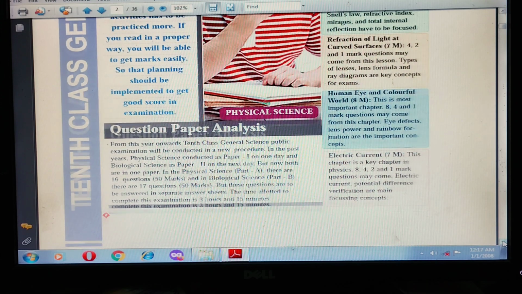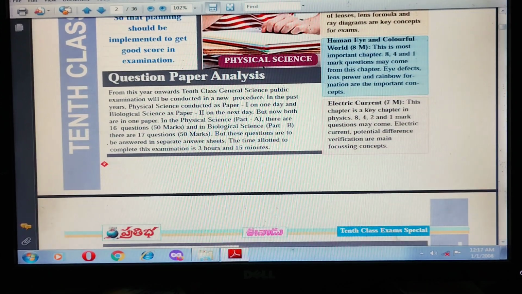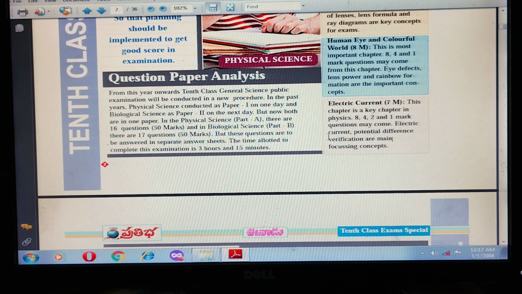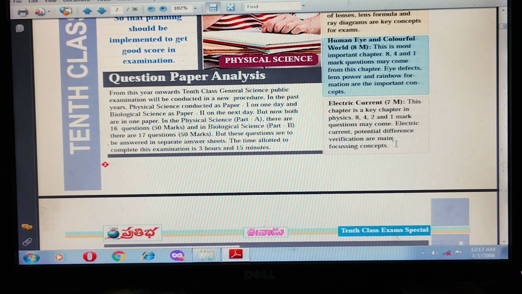Next, one more concept from physics is electric current. From electric current there is a chance of 7 marks. This chapter is a key chapter in physics. 8, 4, 2 and 1 mark questions may come. Here the student should be able to learn electric current, potential difference, and verification as the main focusing concepts. So here we have electric current definition, formula, units, and at the same time potential difference and electromotive force. Students should focus on the differences between potential difference and electromotive force.